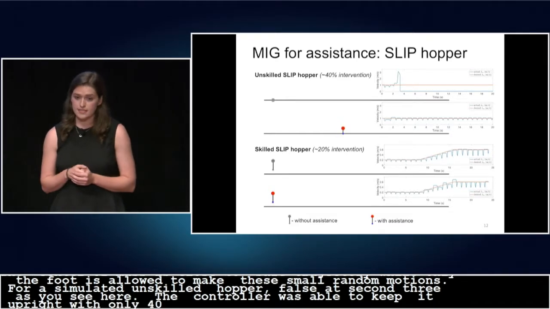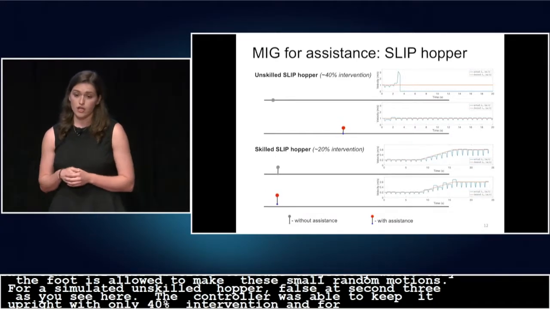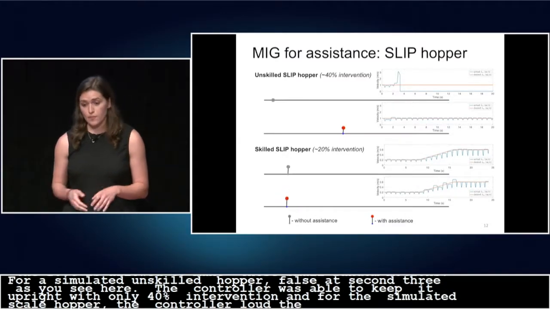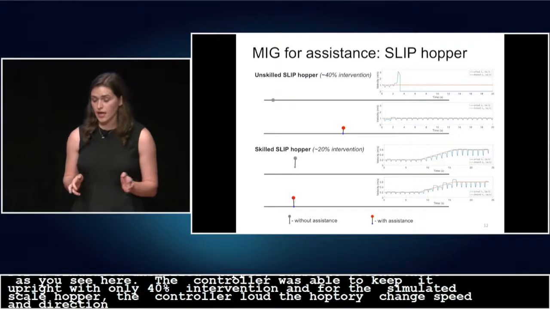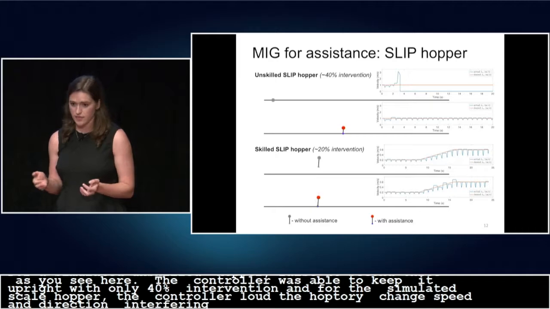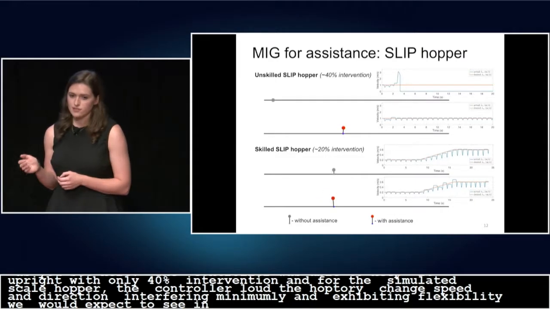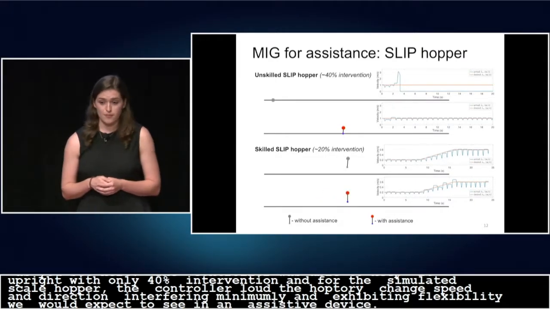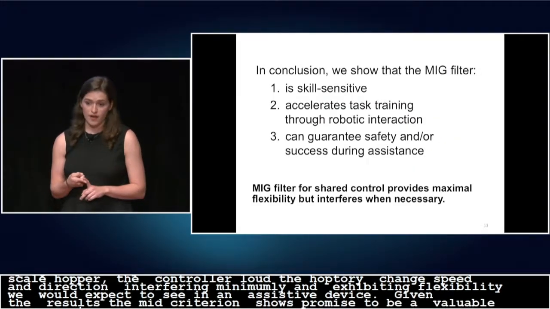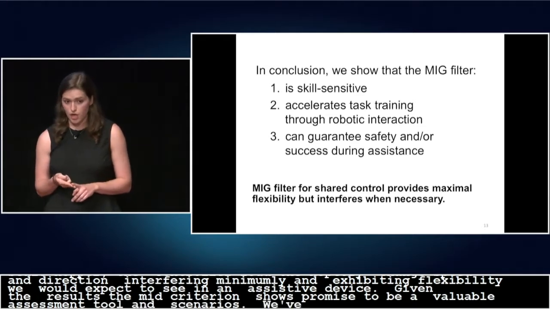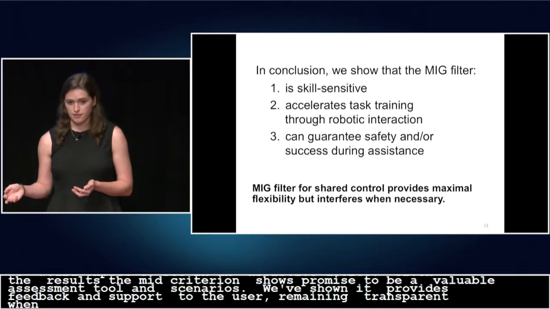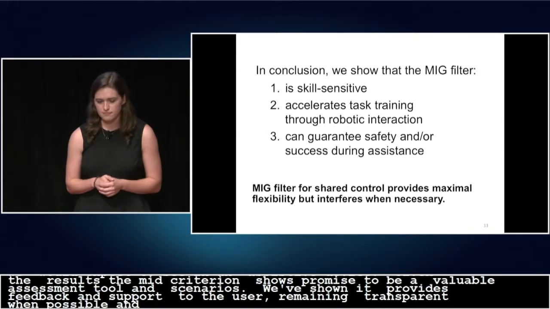And for a simulated skilled hopper, the controller allowed the hopper to change speed and direction, interfering minimally and exhibiting flexibility that we would expect to see in an assistive device. So given these results, the MIG criterion shows promise to be a valuable assessment tool in shared controlled scenarios. We've shown that it can provide feedback and support to the user, remaining transparent when possible, and interfering when necessary. Thank you.